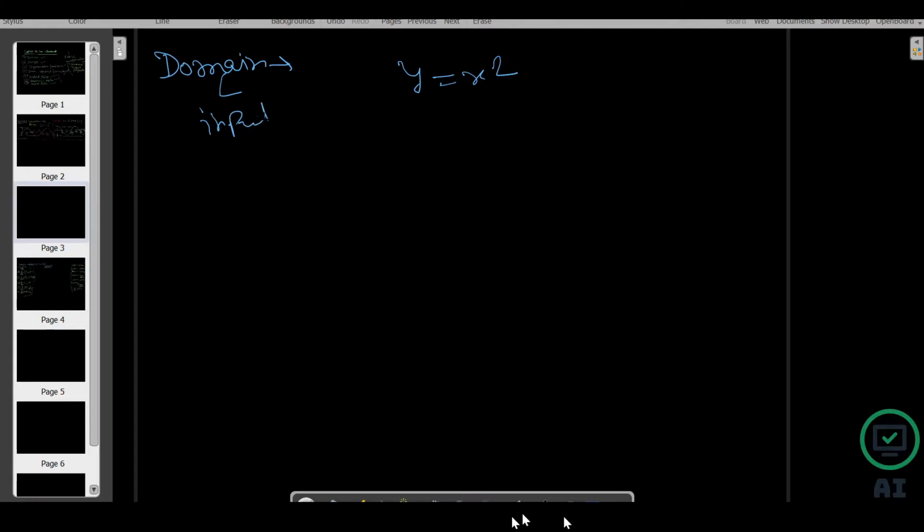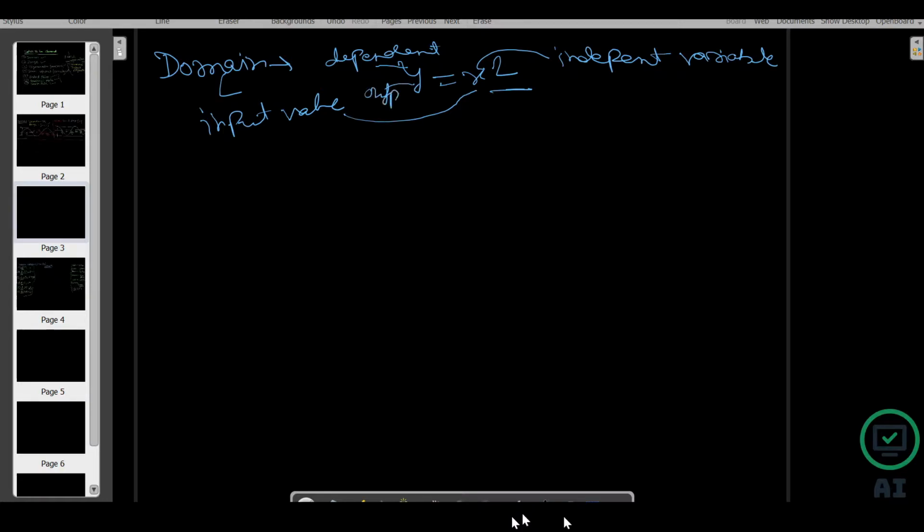So all possible input values that the function can take. Input values are nothing but x, the independent variable. Here x is the independent variable, and y is the dependent variable, which depends on x. So the input will go to x and y will produce the output. So x will take values from the domain and y will take all values in the range.